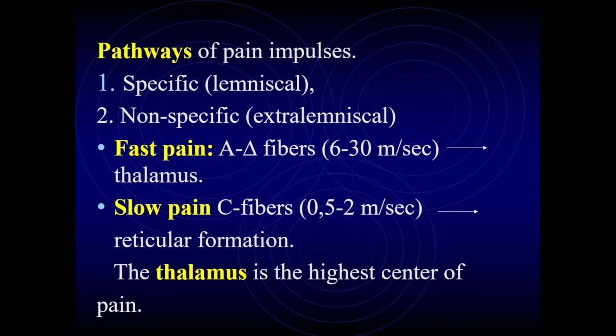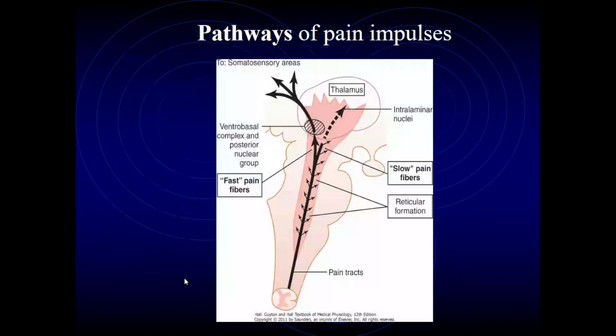The non-specific pathway goes along the C fibers with conduction velocity from 0.5 to 2 meters per second through the reticular formation to the non-specific nuclei of the thalamus and from there diffusely into the cortex. This is the pathway of slow, continuous, diffuse pain. Here you can see pathways of fast pain and slow pain. Fast pain pathways transmit impulses to the thalamus, and slow pain fibers transmit impulses to the reticular formation.